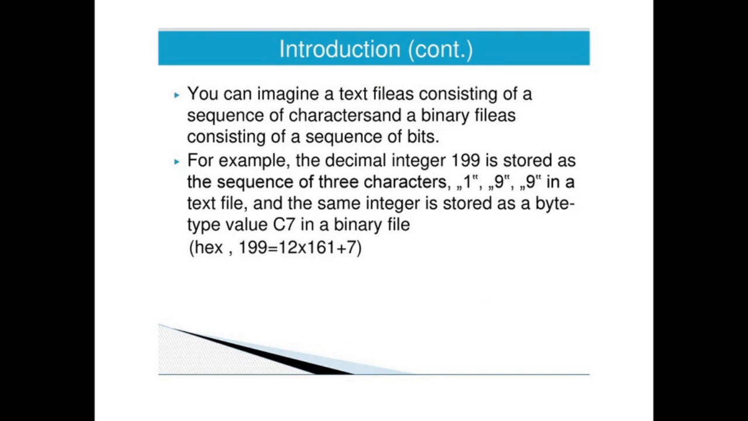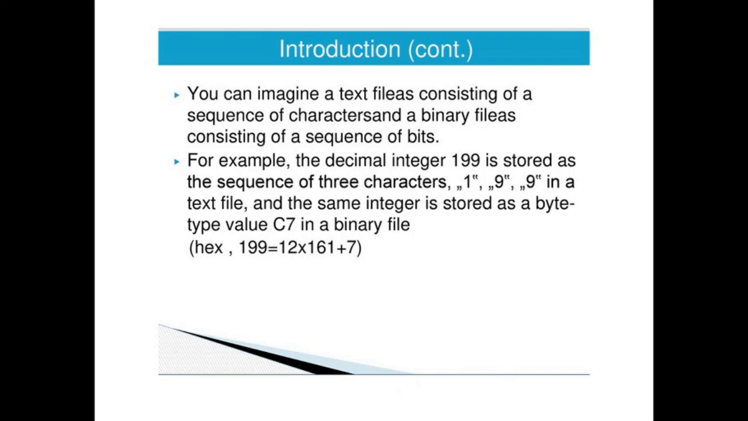Now you can imagine a text file as consisting of a sequence of characters and a binary file as consisting of a sequence of bits. As you can see on this slide, it has the introduction, continued, and all this data written over here. This is a text file, because we are just storing the characters in the form of strings. But what about binary files? Binary files are read and written with the help of bytes or bits.